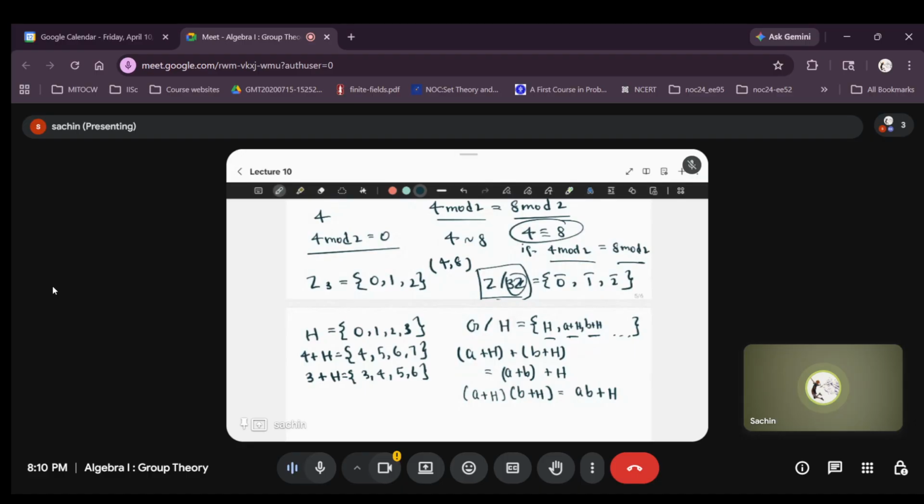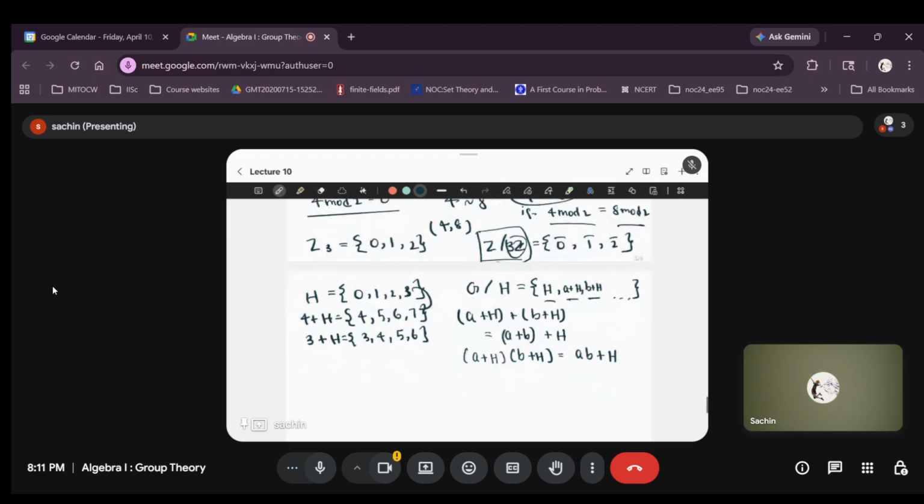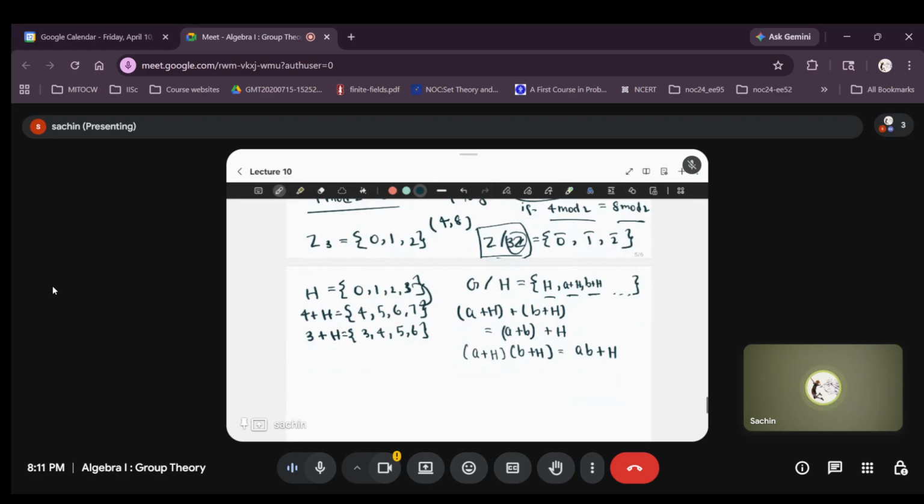Yes, it need not be a subgroup. But since H is a subgroup and G is a group, and you're adding elements of this, there won't be any common elements here, right? These will always have distinct elements. Why is that? Let's say you had some H1 in capital H, and you had 4 plus H2 in this 4 plus H set.